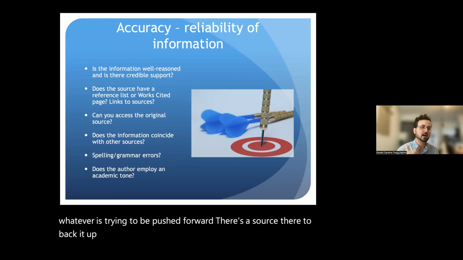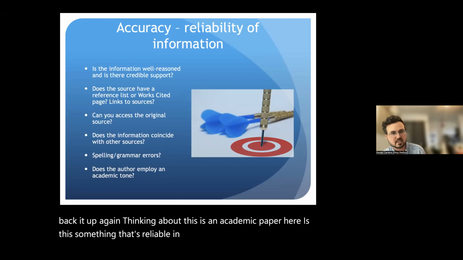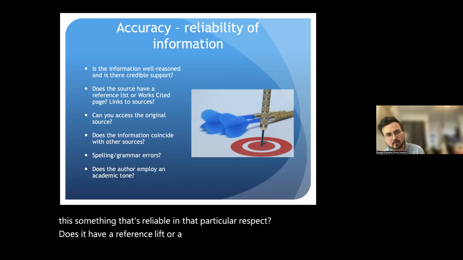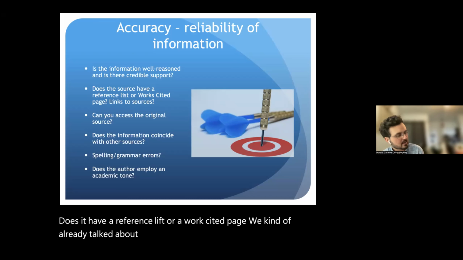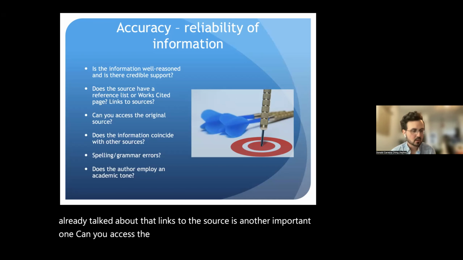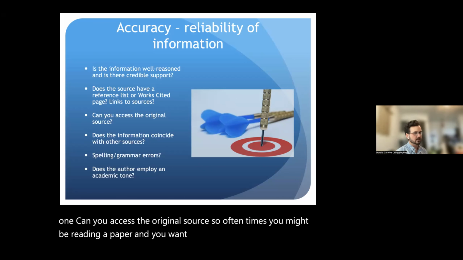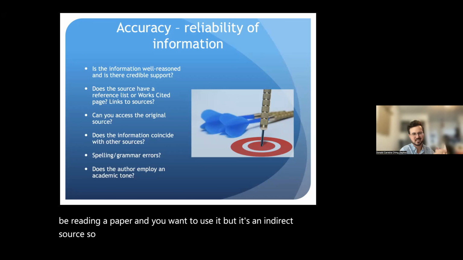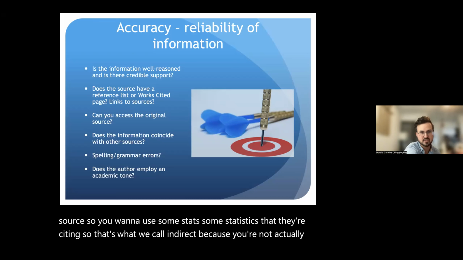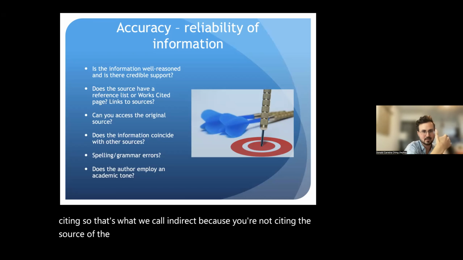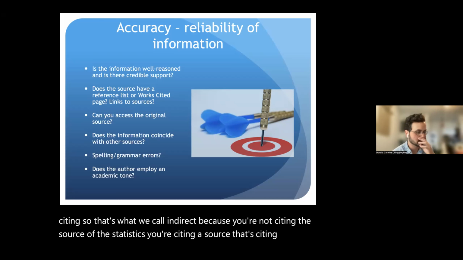Again, thinking about this as an academic paper here: is this something that's reliable in that particular respect? Does it have a reference list or a works cited page? We've already talked about that, links to the sources. Another important one: can you access the original source? Oftentimes you might be reading a paper and want to use it, but it's an indirect source. Say you want to use some statistics that they're citing. That's what we call indirect, because you're not actually citing the source of the statistics, you're citing a source that's citing the statistics. So that's called an indirect source.